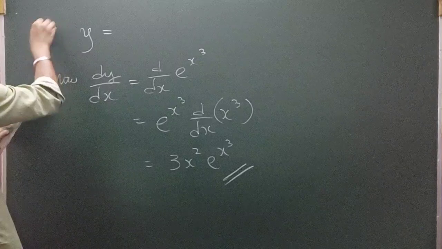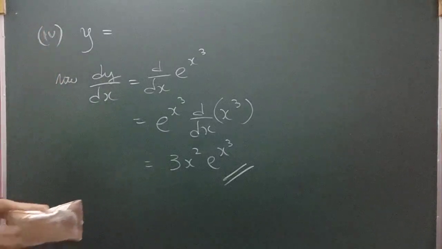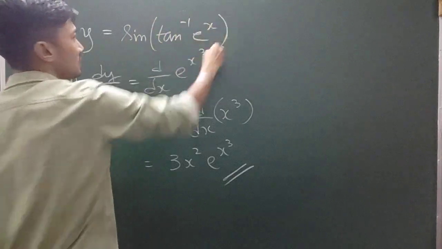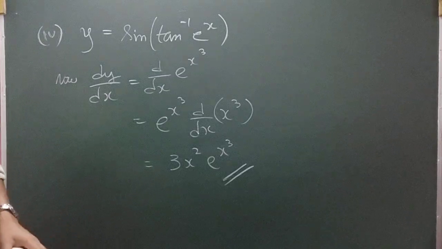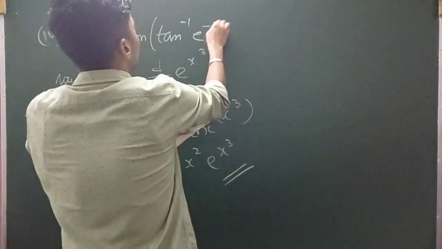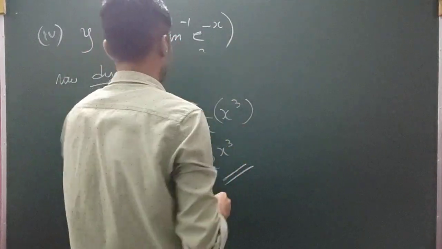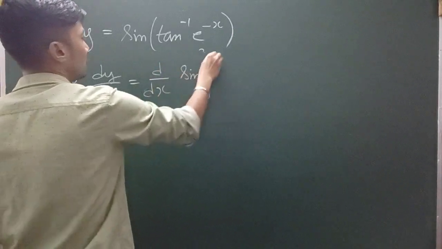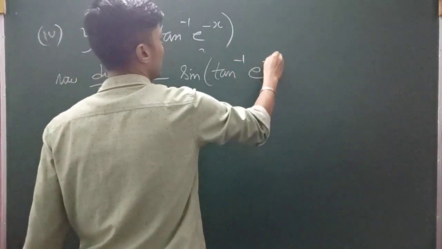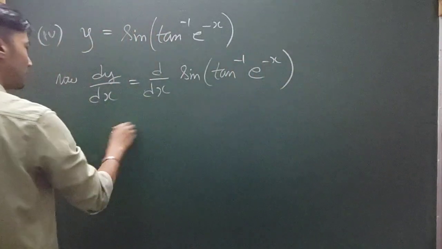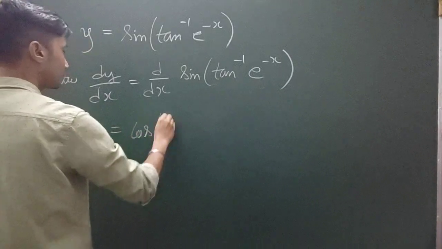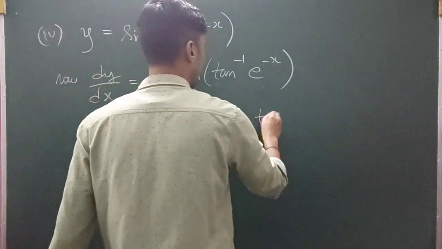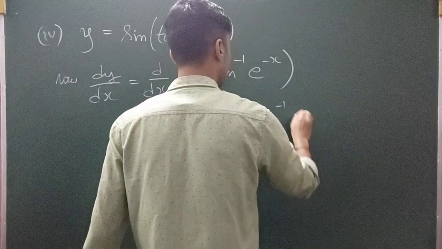Number 4. So y equal to sine of tan inverse e power minus x. Alright, let me just write down, not a big deal here. So what is differentiation of sin x? Cos x. Cos of tan inverse e power minus x. We will have to proceed with derivatives of tan inverse e power minus x.